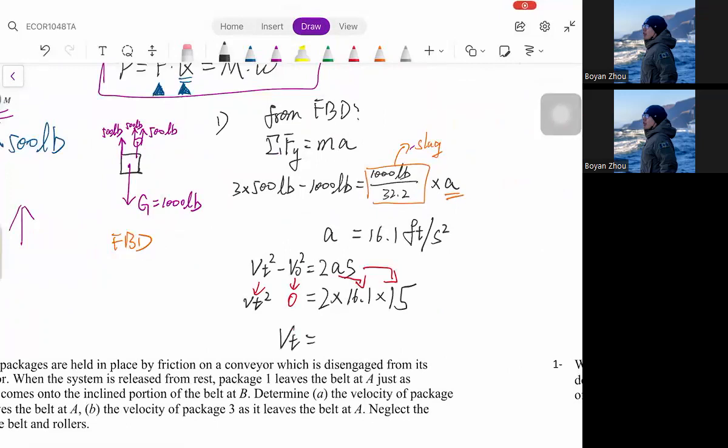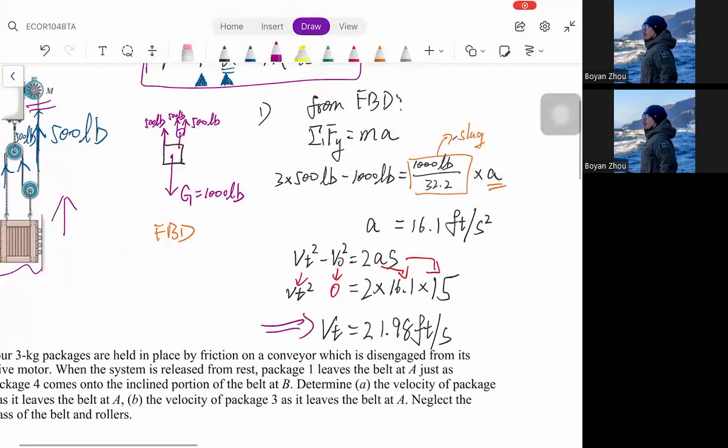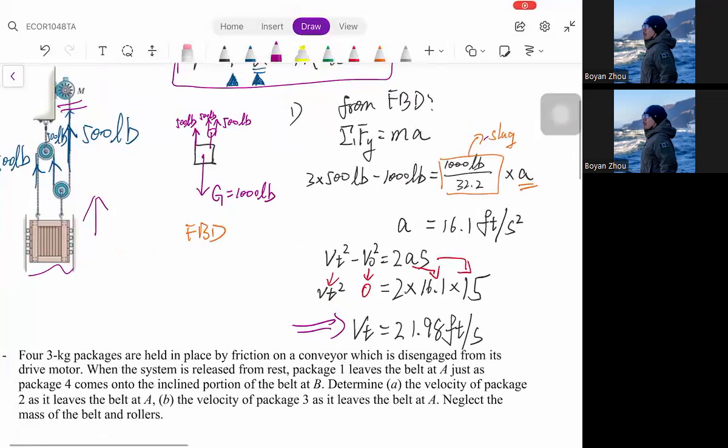From here, we can find that the final velocity of the elevator is equal to 21.98 feet per second. Also keep in mind, this velocity is the velocity of the elevator, so it's the velocity of this box. I'm going to write it here.